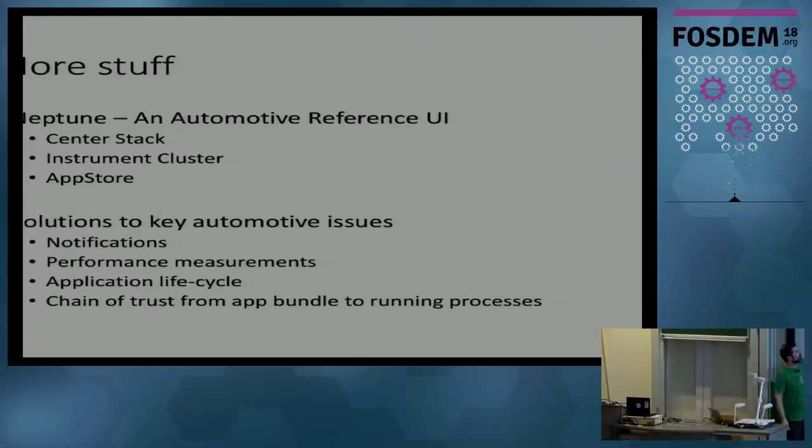And then we solve a number of things that are important in our industry. We do have notifications, and we can prioritize and mute notifications in certain scenarios. We have tools for measuring performance because we need a good frame rate and low latencies in all situations. We need to start quickly and so on. We manage applications that we start and stop, install and uninstall. And we have a chain of trust from your application package to actually the Wayland surface being shown on screen.